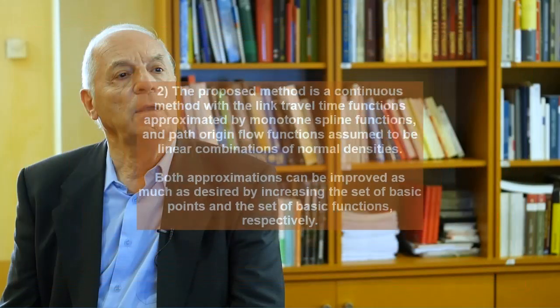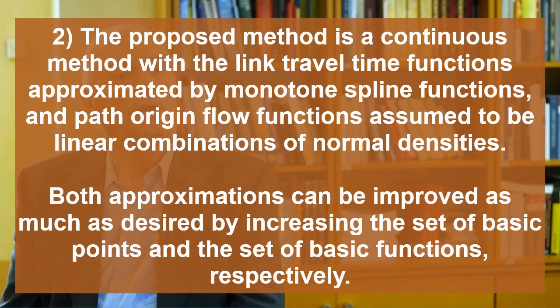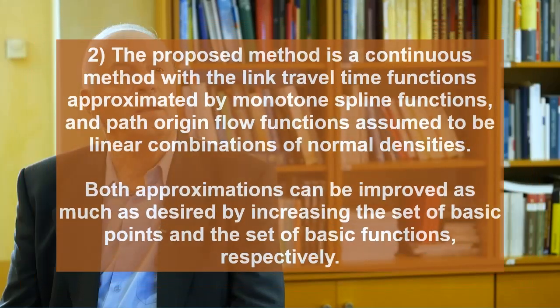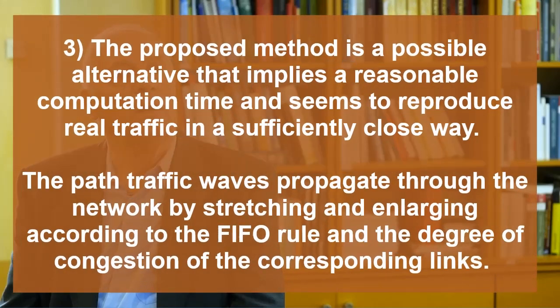2. The proposed method is a continuous method with the link travel time function approximated by monotone spline functions and the path origin flow function assumed to be a linear combination of normal densities. Both approximations can be improved as much as desired by increasing the set of basic points and the set of basic functions respectively. 3. The proposed method is a possible alternative that implies a reasonable computation time and seems to reproduce real traffic in a sufficiently close way.